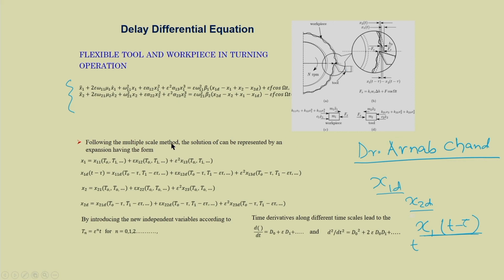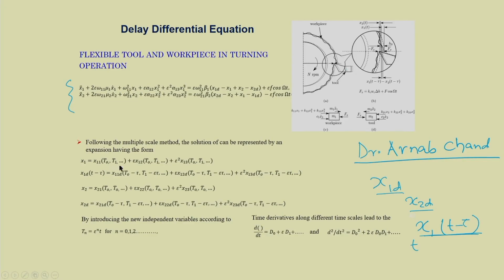So, here let us use this method of multiple scales and DDE, both the things have been used here. If you are taking the method of multiple scales, you can follow the standard procedure of the method of multiple scales. The only difference is that you have to define, for example, x1 as x11(t0, t1) plus epsilon x12(t0, t1) plus epsilon square x13(t0, t1), where you are already acquainted with Tn, which is nothing but Tn equal to epsilon^n t. So, this is the thing you already know.